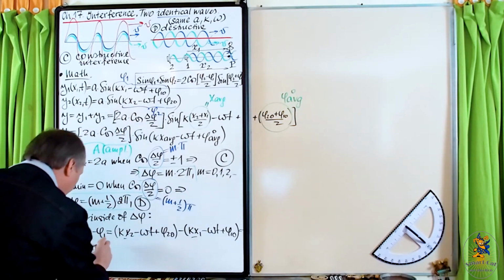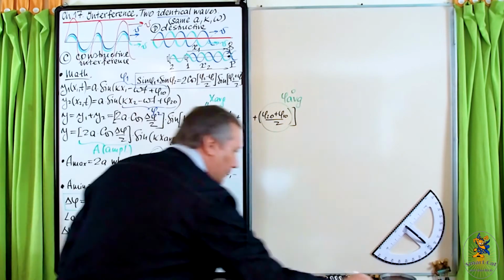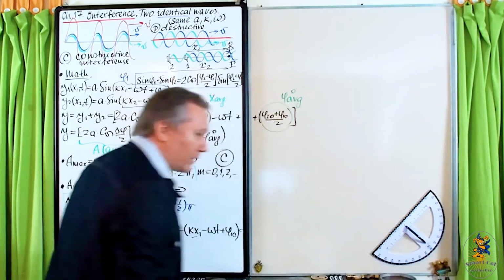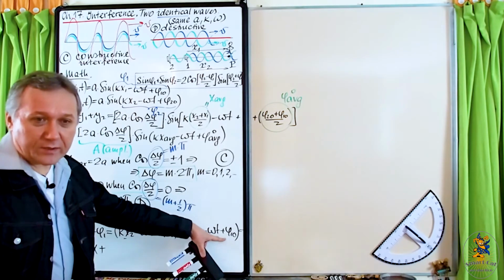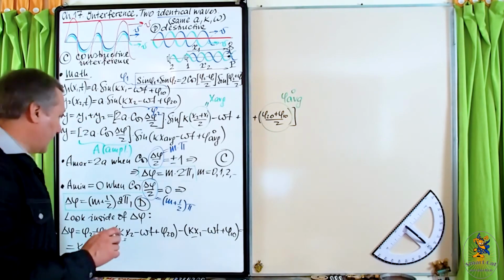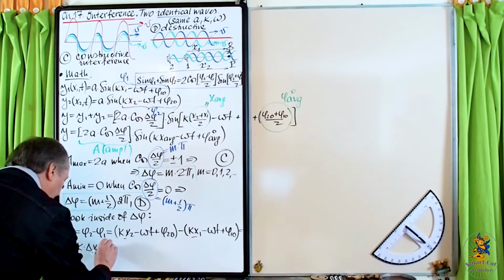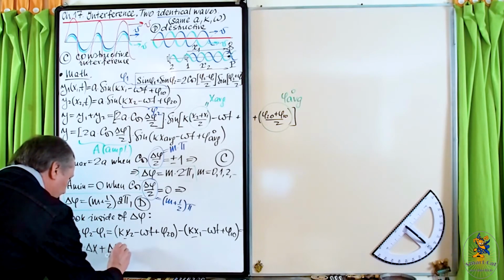Okay, I need to start the camera, just a second. So phi 2,0 minus phi 1,0. Let's label it this way: delta phi sub 0.